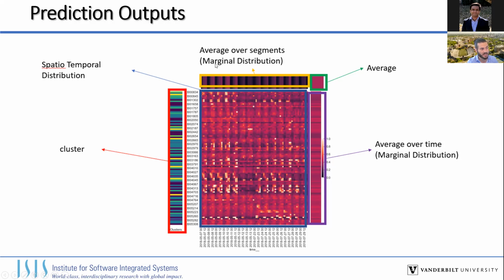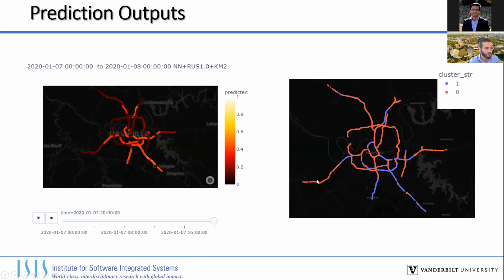So for example, based on that, we can see which days were more dangerous. So probably these bright ones are more rush hour, 4-hour windows. And here you can see which segments on average are more dangerous. It's the marginal on the segments. And here, for example, you can see the prediction on a spatial map. So which segments are more dangerous in the prediction, and it will change over time, of course. And this one is, for example, showing how different clusters are distributed on the map.